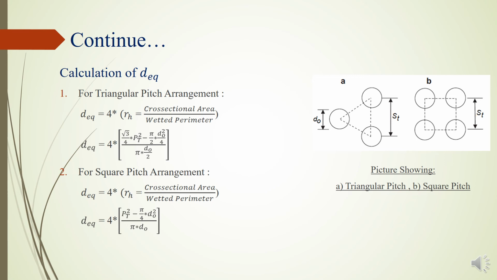square, that is pt square, minus the area of the part of the tube, that is one circle. So pi by 4 into d naught square divided by the wetted perimeter, that is pi d naught.